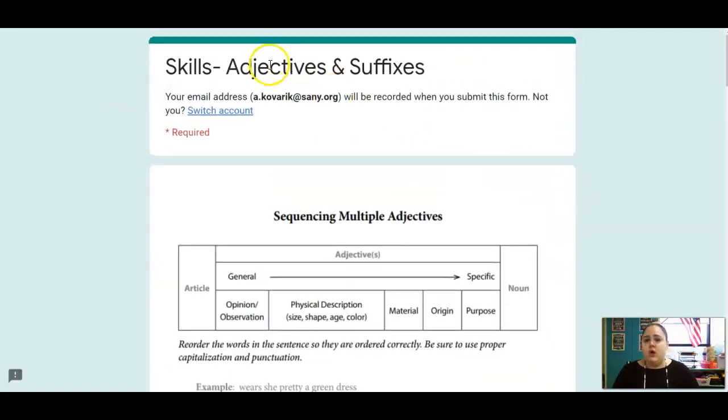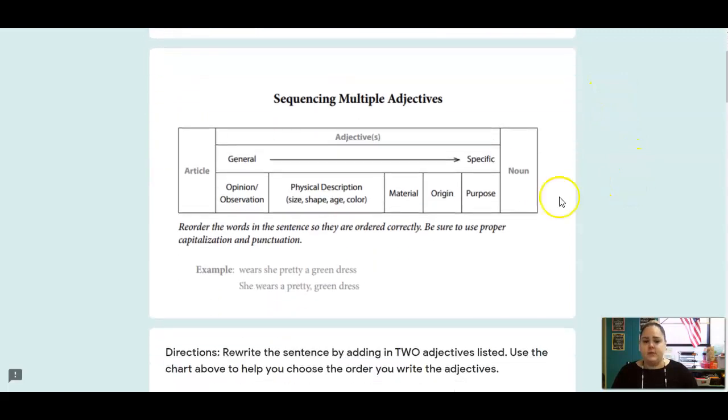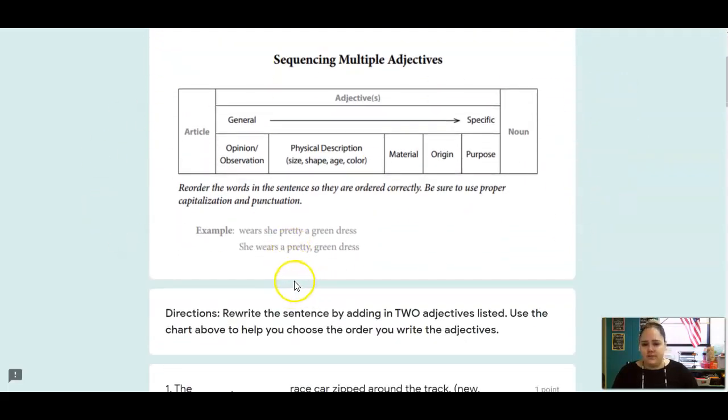So we're going to review what we learned about adjectives a couple lessons ago, and we're going to talk about suffixes. So here is that chart again of how we order different adjectives. So we start with the article, which is a, the, this, stuff like that. The first adjective that's going to come is if it's an opinion. So here, pretty, that's an opinion. It's going to be the first adjective listed.